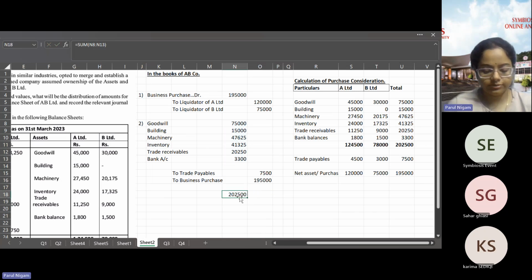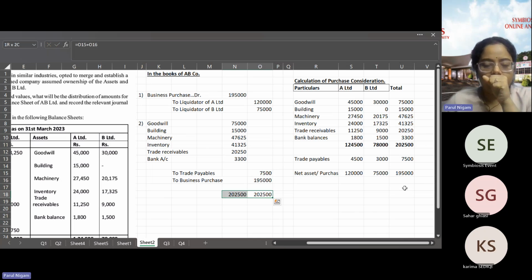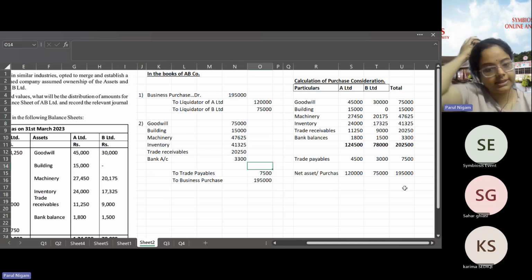It is 2,02,500, so your entry is balanced. No need to have a balancing figure, because anyways you are taking the purchase consideration as per the net assets value. So that is where there is no difference. Okay, so the first entry when you're recording the purchases, second entry when you're actually taking the assets of that company.